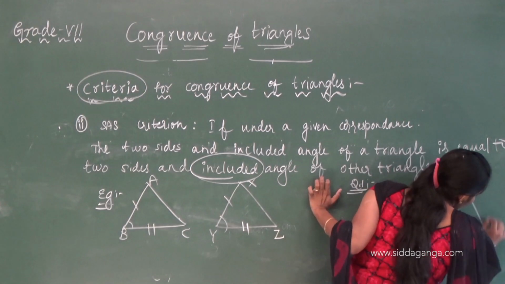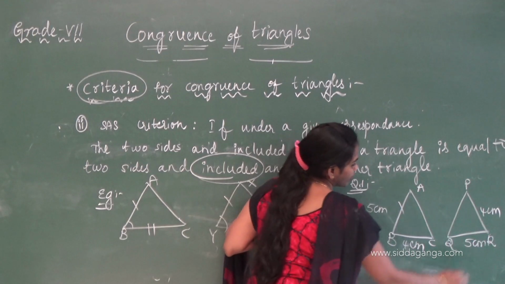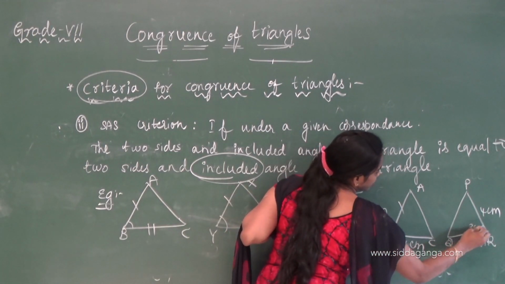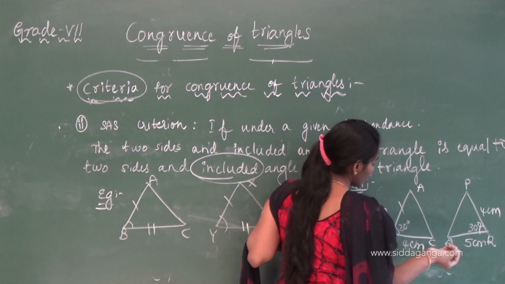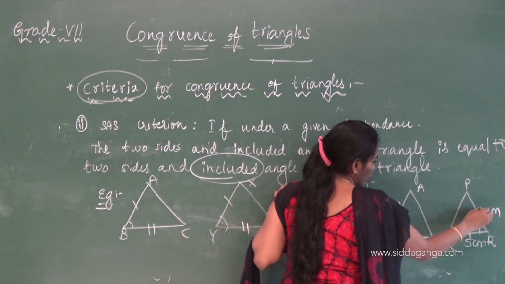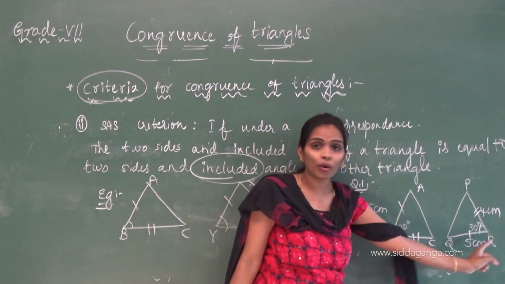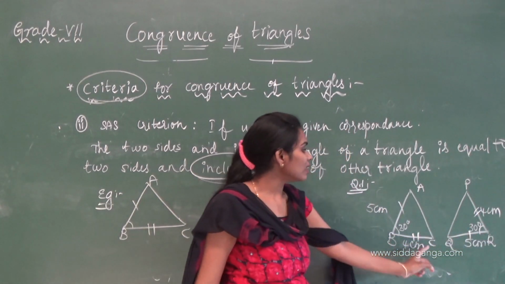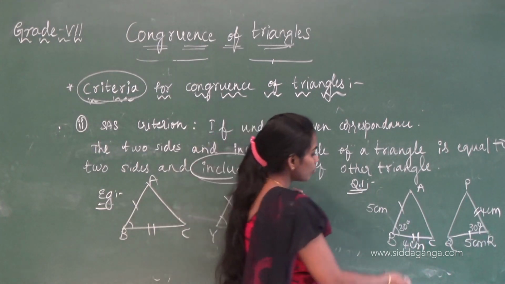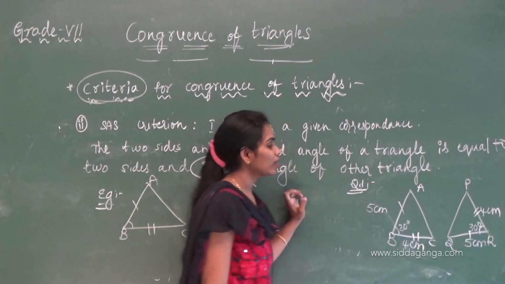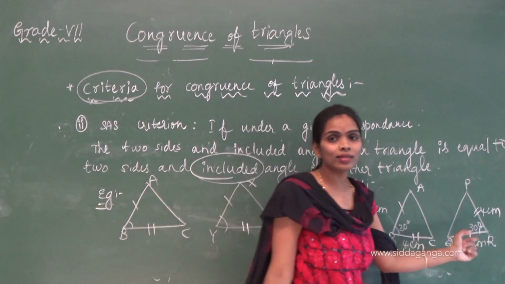5 centimeters and 4 centimeters. Okay. Here this one is 30 degrees and this one is 30 degrees. If AB and QR are equal, and BC and RP are equal, and the included angle between these two pairs is equal, then this satisfies the property. That's why we can tell these two triangles are congruent.